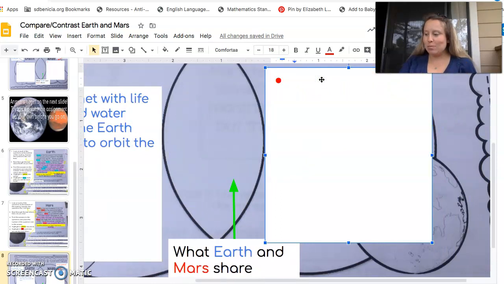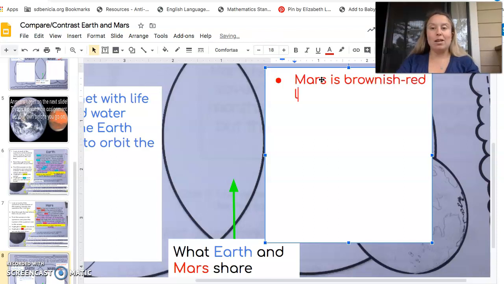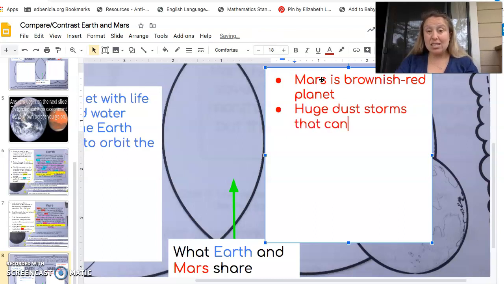All right. So next step, now we'll go over here to Mars, and we'll write down some information that only has to do with Mars. So the first thing I want to talk about is the color. What color is Mars? Mars is a brownish red planet. Very good. Do you remember the specific type of weather that they mention in the article about Mars? It has huge dust storms that can last months.